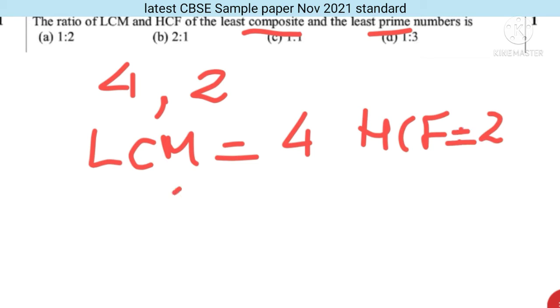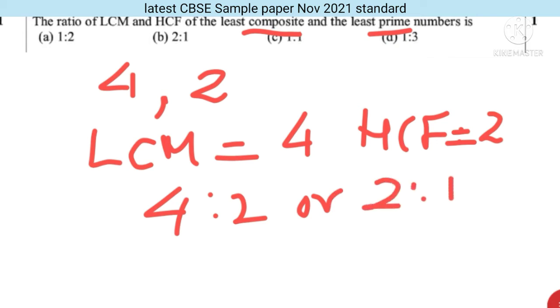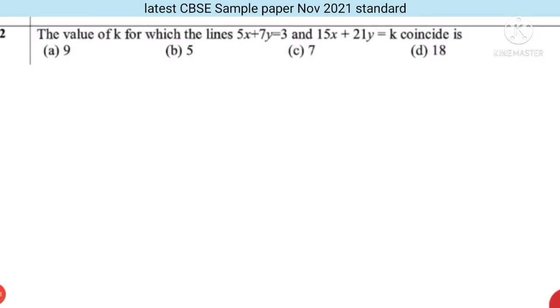So what is the ratio? 4 is to 2, or I can say 2:1. So B is the correct answer. Let's see question number 2, value of K for which these lines coincide.